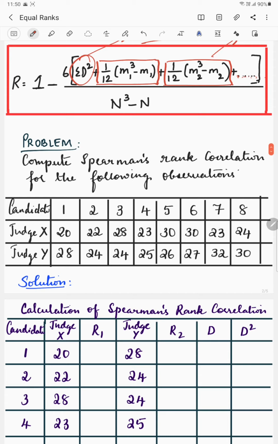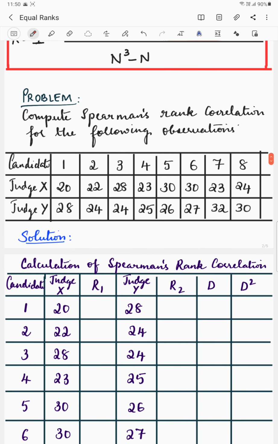Let's see one problem so that we'll understand how to solve Spearman's rank correlation when ranks are equal. First, when you get the problem, the most important thing is to check if numbers are repeating. In this problem, compute Spearman's rank correlation for the following observation. You have judge X and judge Y. In the X series: 20, 22, 28, 23, 30, 30, 23, 24. Here 23 is repeating, and 30, 30 is repeating. So in the X series we have two values that are repeating.